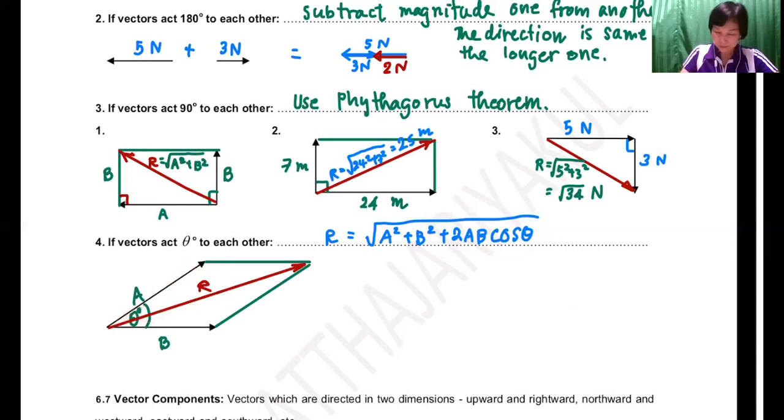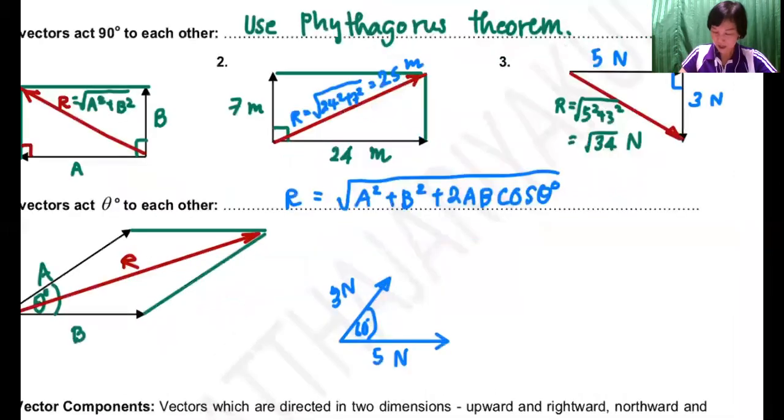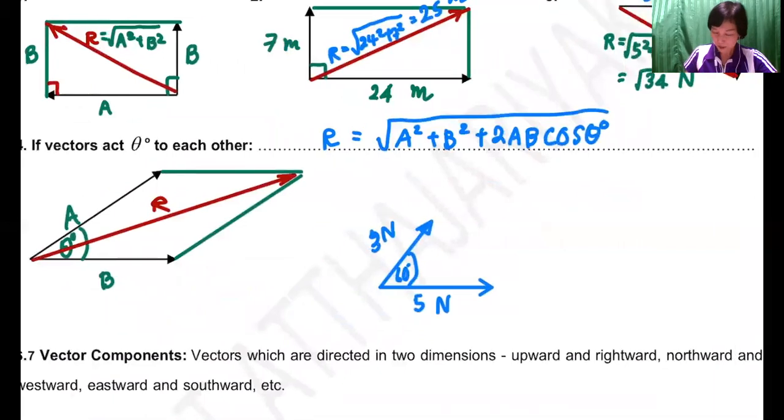I will show you a little bit. I will list an example for you, similar to the previous case, where we have 5 Newton and 3 Newton. Suppose this is a force of 5 Newton, and this is a force of 3 Newton. Suppose that the angle between them is 60 degrees. So we need to know how much the resultant is.